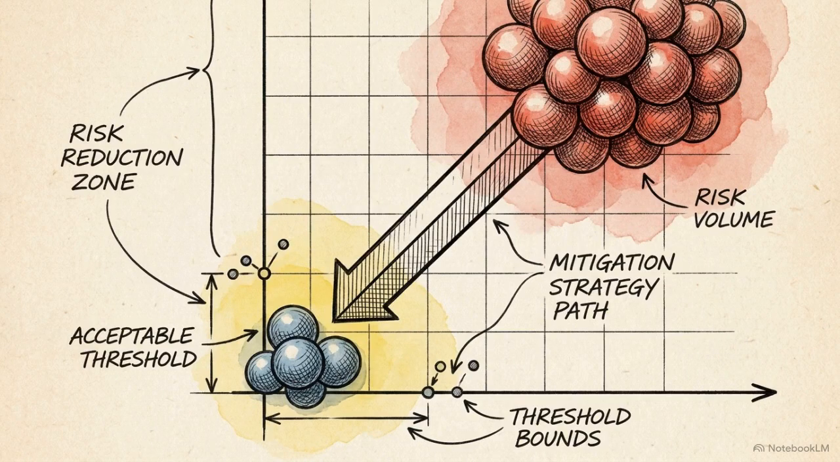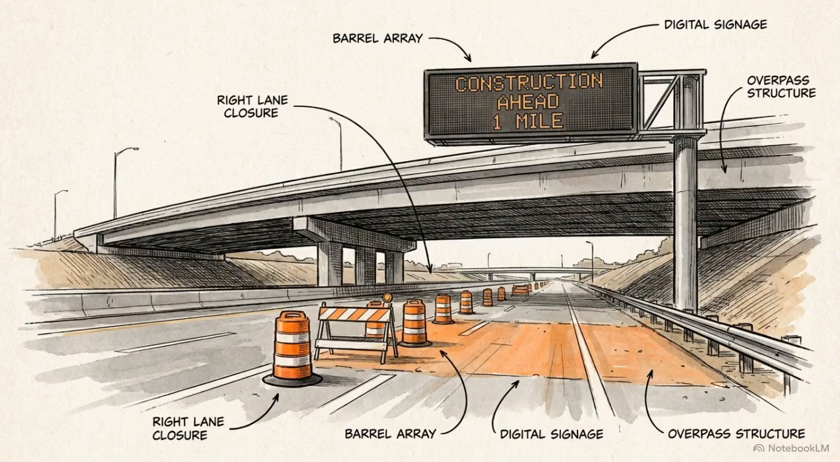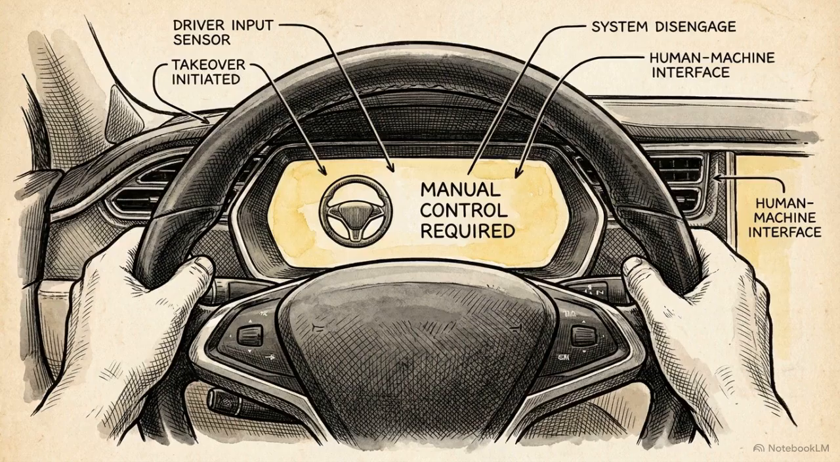When perfect avoidance is impossible or impractical, engineers turn to mitigation. This strategy focuses on shrinking the volume of risk, lowering the probability of an event, or reducing its impact until it falls below an acceptable threshold. Avoidance often involves a functional change. If a system cannot safely navigate a specific construction zone, the software is modified to force a driver handover before the zone begins.